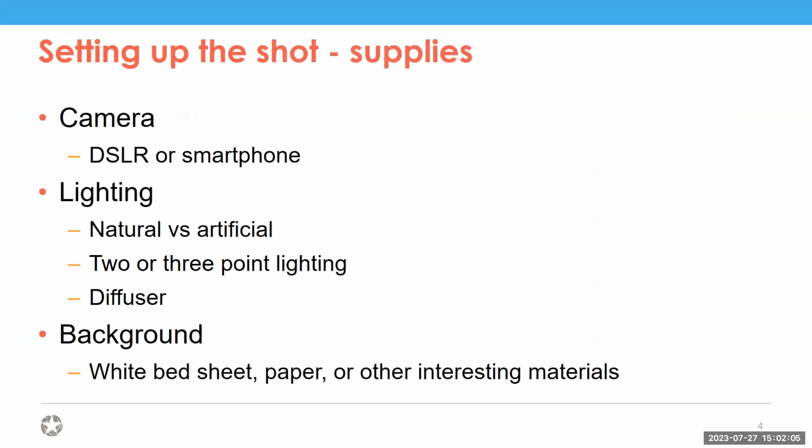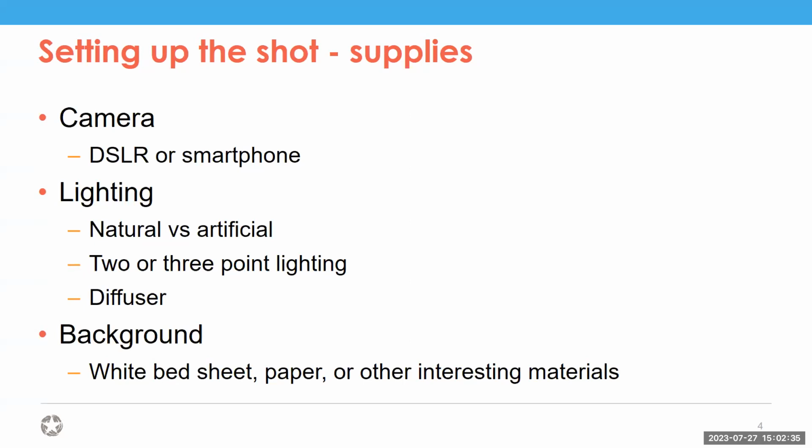So setting up the shot, just in a brief overview of what we're going to discuss. We're going to talk about DSLR cameras and smartphone cameras. You can use either. And we're going to discuss the difference between those two. There is different kinds of lighting. So we have natural light and artificial light. Natural light is sometimes better because you have it for free, but artificial is sometimes better when it comes to setting up the shot and making sure the shot looks great.